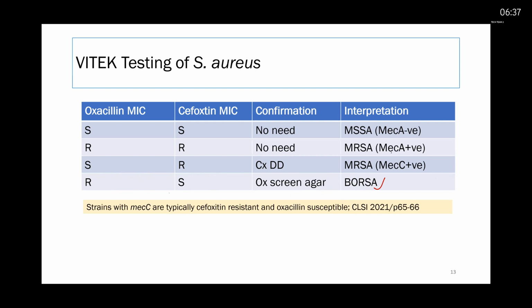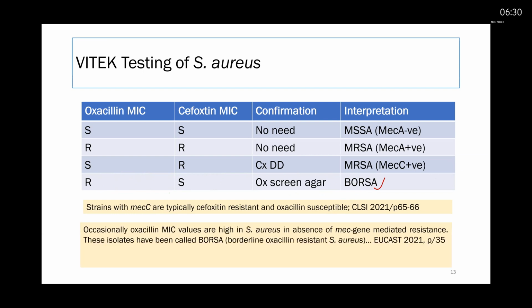There is no MEK-A expression, there is no MEK-C expression. Then what is the main reason? So what does UCAST have to say on this? Occasionally the MIC values can be high in absence of MEK gene mediated resistance. Those strains are called BORSA. Usually they have low level oxacillin resistance, and it's mainly because of hyperproduction of beta lactamases.